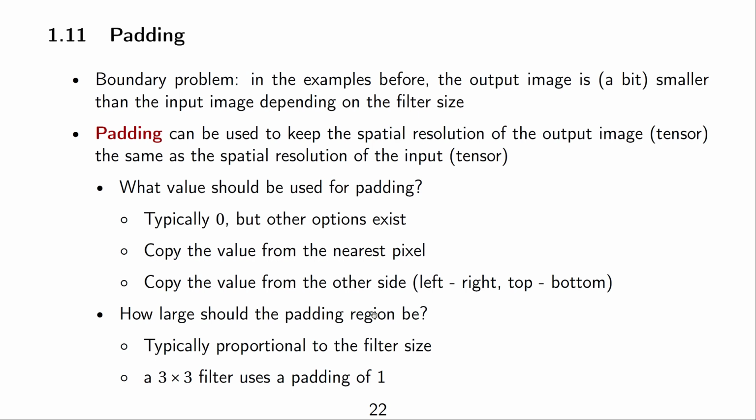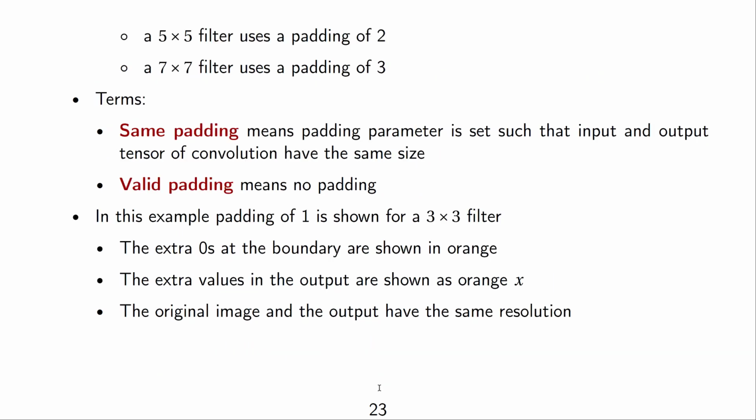How large should the padding region be? Typically, the padding region is proportional to the filter size, and you might want to ensure that the output image has the same size as the input image. For example, a 3 × 3 filter uses a padding size of 1. A 5 × 5 filter uses padding of 2, and a 7 × 7 filter uses a padding of 3.